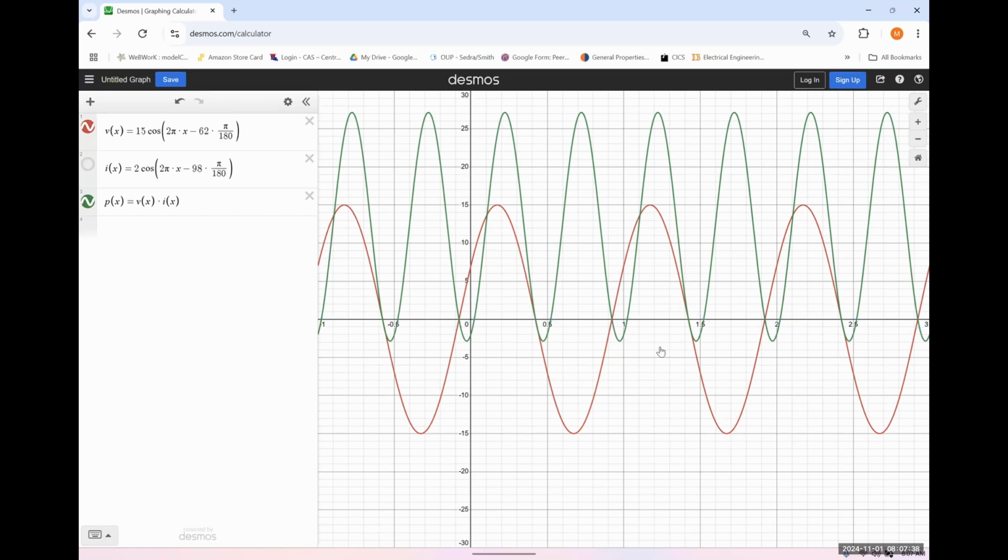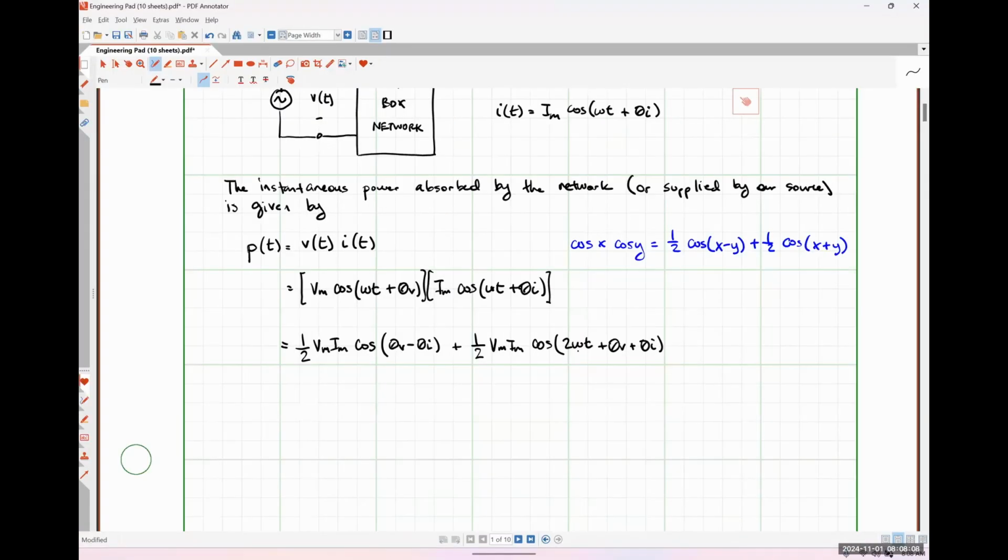Okay. So we can make a couple of observations. Our power waveform, which is the one in green, is oscillating at twice the frequency of either our voltage waveform or our current waveform, right? So it's going through 2 cycles for every single cycle that our voltage or our current goes through. And that bears out in our mathematical expression because we can see that we have a twice omega t term here.